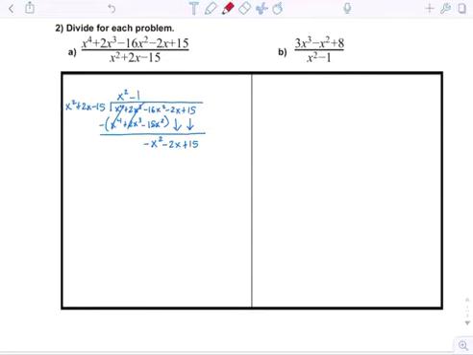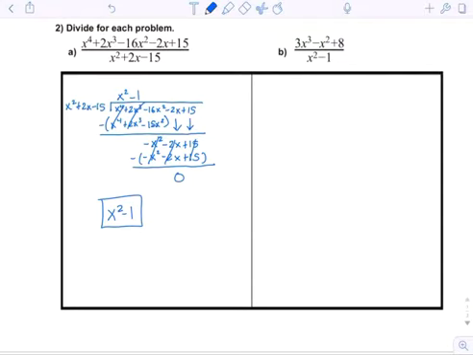So now, once we find this number, now we're going to distribute. Negative 1 times x squared is negative x squared. Negative 1 times 2x is negative 2x. Negative 1 times negative 15 is plus 15. We subtract all these from the top, and all these are going to cancel. So all we're going to get is a big whopping 0. Alright, so our final answer is x squared minus 1.